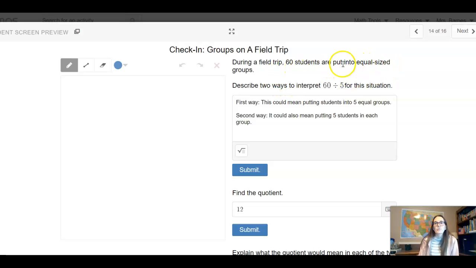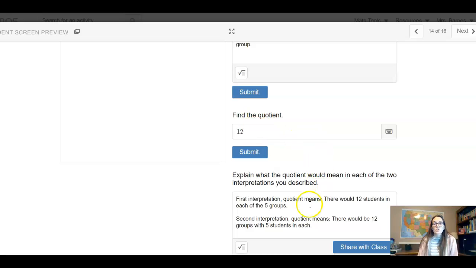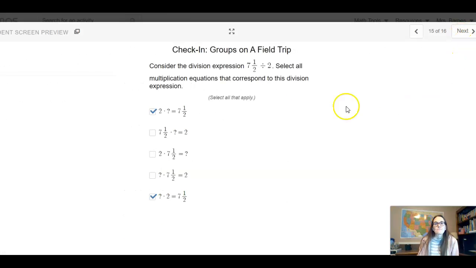If we have 60 students that we're trying to put into equal size groups and we look at 60 divided by 5, well, it could mean that we're putting the students into 5 equal groups. It could also mean that we're putting 5 students in each group. Either way, the quotient is 12, which could mean there were 12 students in each of the 5 groups, or there could be 12 groups with 5 students in each. So 2 different ways we can think about that division problem. So division always has a couple different ways to view it.